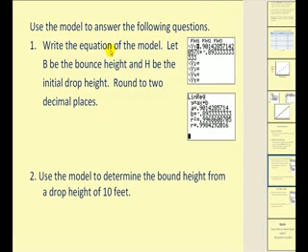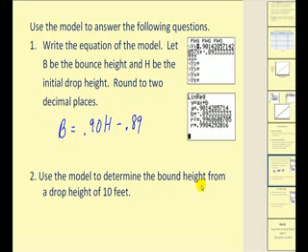Question 1 asks us to write the equation of the model. Let b equal the bounce height and h be the initial drop height. So our b is what we're calling y. So the bounce height is equal to 0.90 times x, which is actually our drop height, minus 0.89.